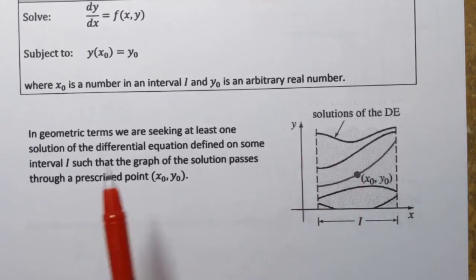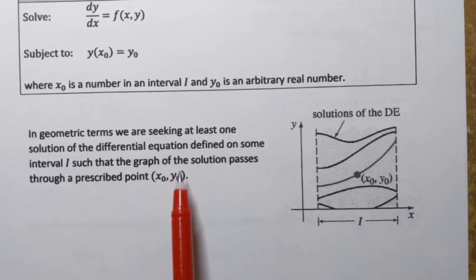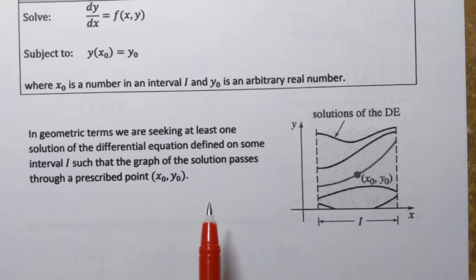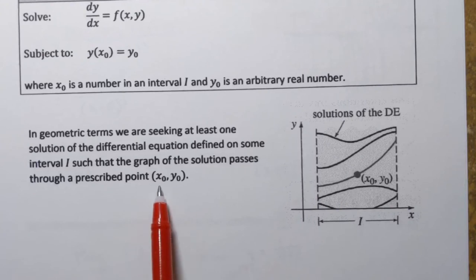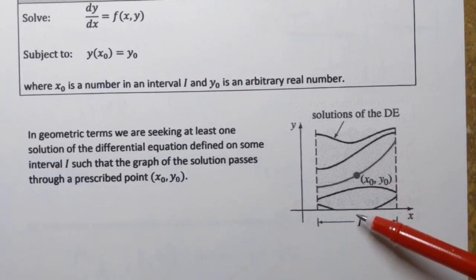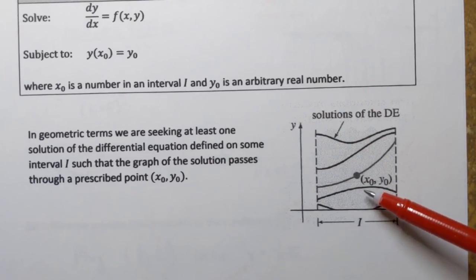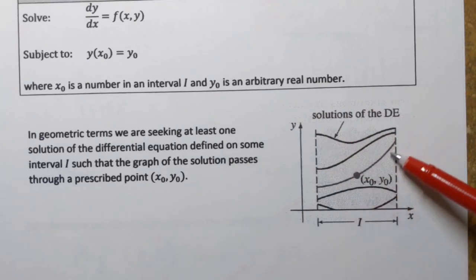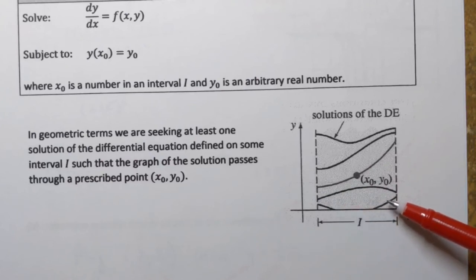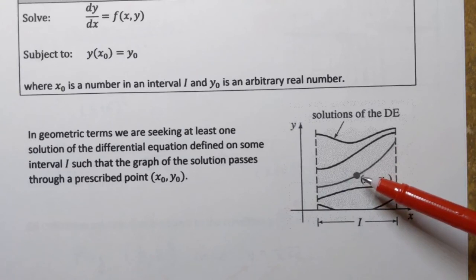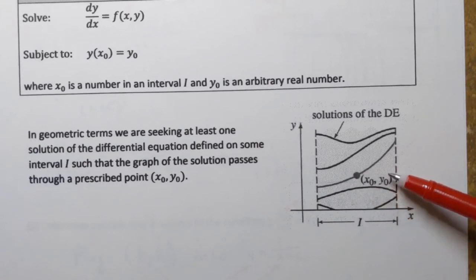And it also says here that in geometric terms, we're seeking at least one solution of the differential equation defined on some interval I, such that the graph of the solution passes through a prescribed point x sub 0, y sub 0. And again, while this is all given in general, hopefully you can see the connection with the example that we just did. So all those lines represent solutions to the differential equation. So let's say a family of solutions. But then we're looking for one particular solution that specifically contains that given point.